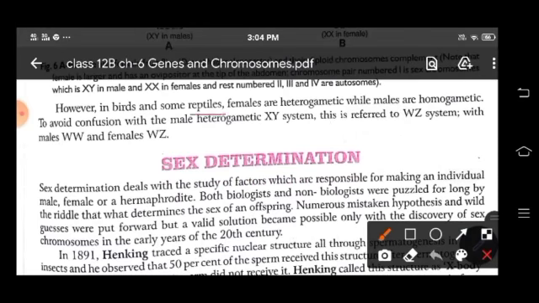In birds and some reptiles, females are heterogametic while males are homogametic. So to avoid confusion with the male heterogametic XY system, it is referred to as the ZW system, with males ZZ and females ZW.